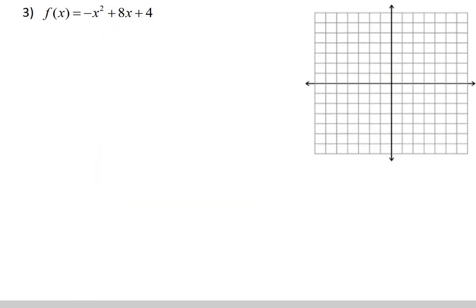Let's try a third example, same directions here. We want to turn the following function into standard form and then graph it and so on. Our function reads f of x equals negative x squared plus 8x plus 4. Now, this function is a little bit like the one we just did in that there is a leading coefficient in front of the x squared that's not just 1. In this case, it's negative 1 due to the negative sign in front.